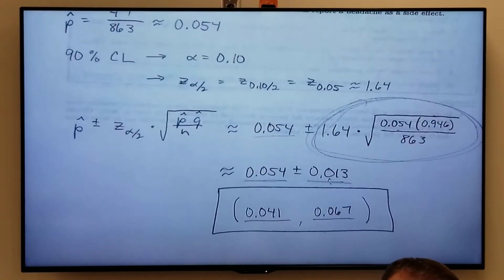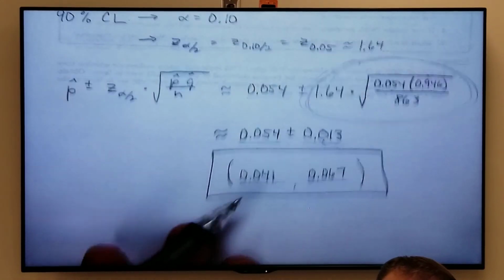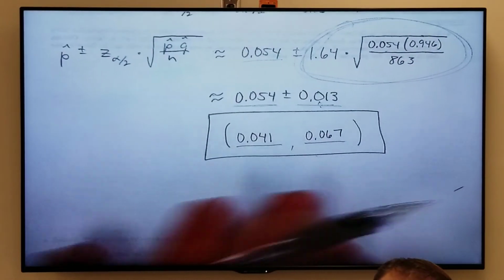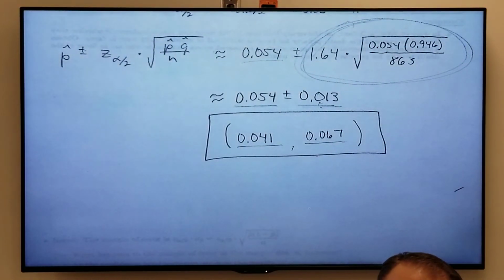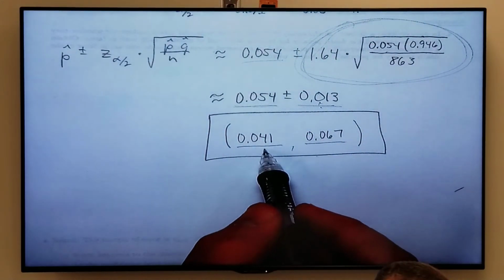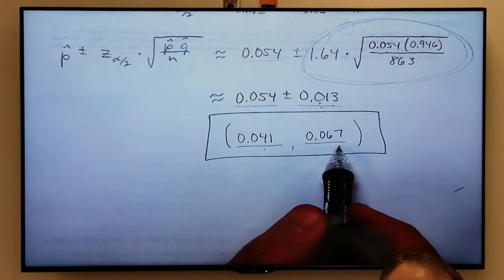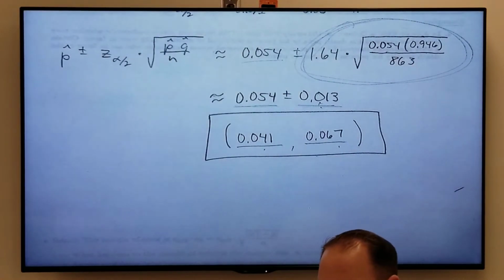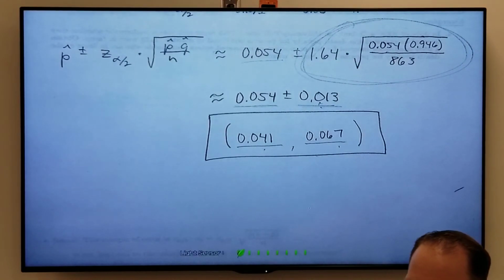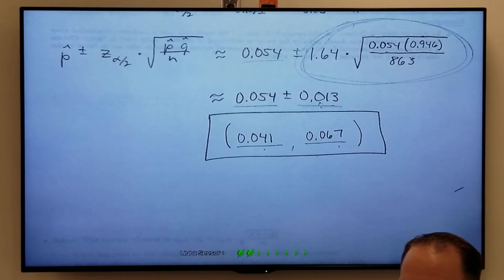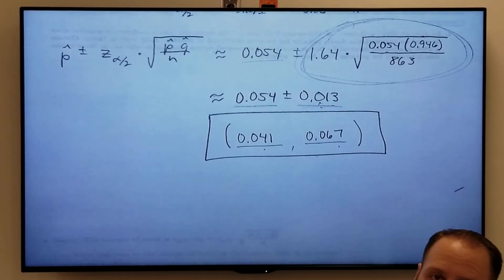So here's what this confidence interval is saying. We're saying that we are 90% certain that the true population proportion of Lipitor users who experience headache as a side effect is somewhere between 0.041 and 0.067. Another way to say that, you could say we're 90% sure that somewhere between 4.1% and 6.7% of Lipitor users will experience headache as a side effect.